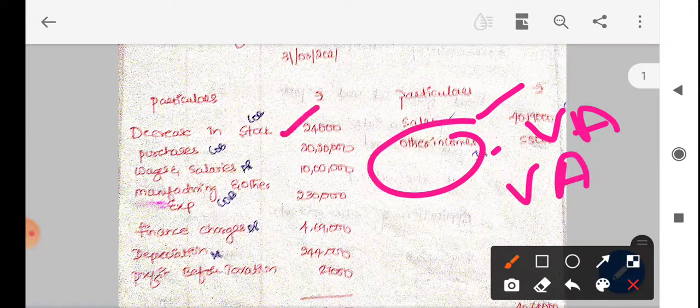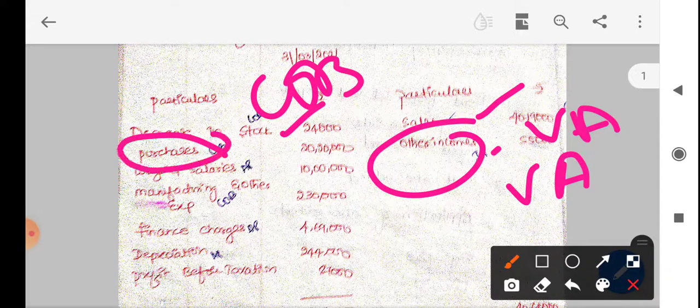Next we have decrease in stock. This will come in cost of bought in materials and services. Purchases, here purchases in the sense it is the purchase of raw materials, so this will also come in cost of bought in materials and services. Next we have wages and salaries. Obviously it is relating to the employees, so this will come in to pay for the employees in the application. Next we have manufacturing and other expenses, so this will come in cost of bought in materials and services. Next we have finance charges.